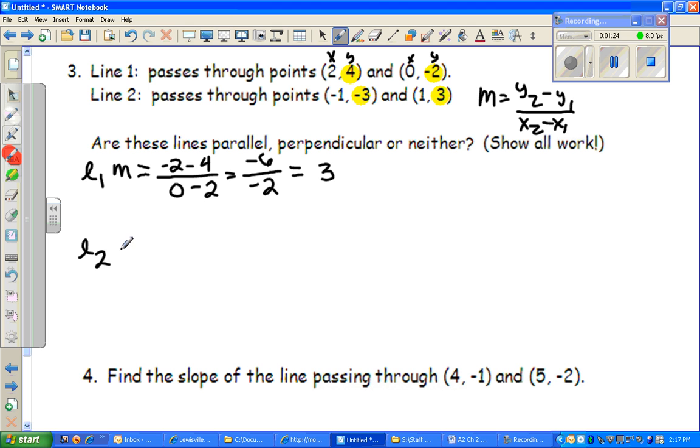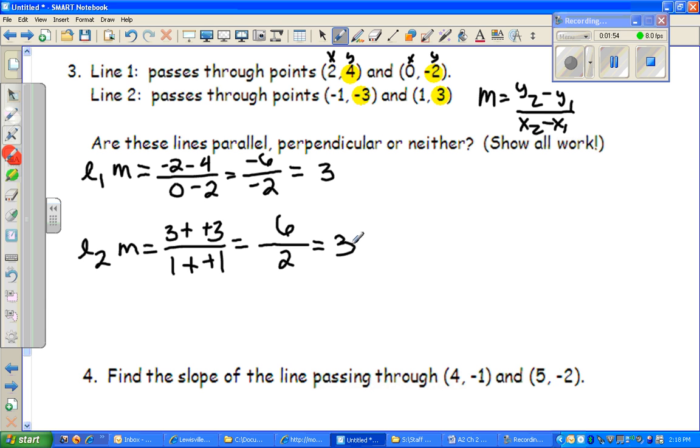Line 2, the slope, again, we're going to use that slope formula. y2 is 3 minus y1 is -3, over x2 is 1 minus x1 is -1. Remember, when you minus a minus, you're really adding. 3 and 3 is 6 on the top. Minus minus adding again, 2 on the bottom. 6 divided by 2 is 3.